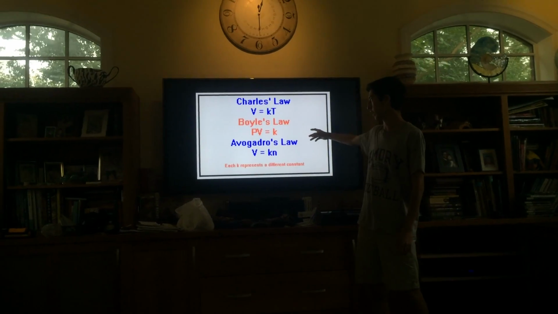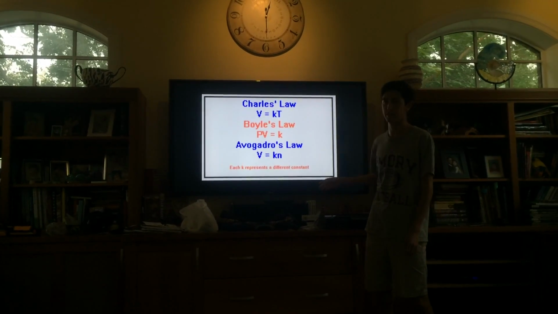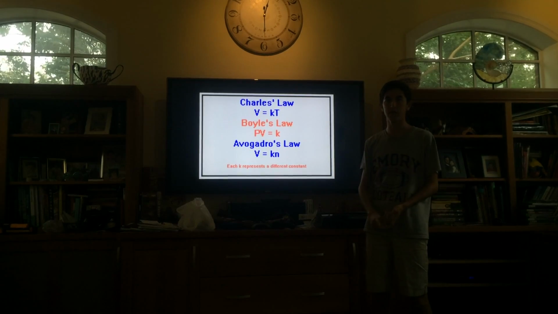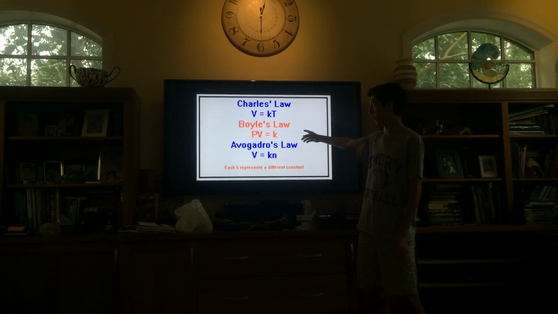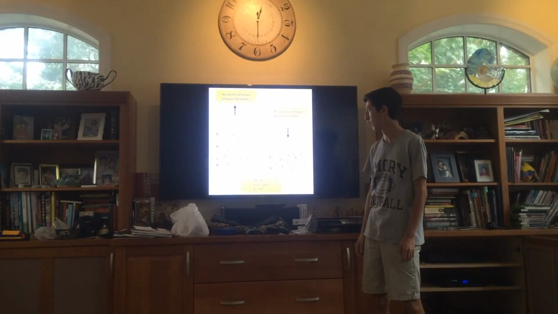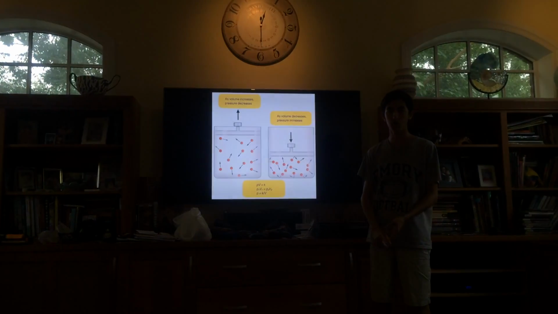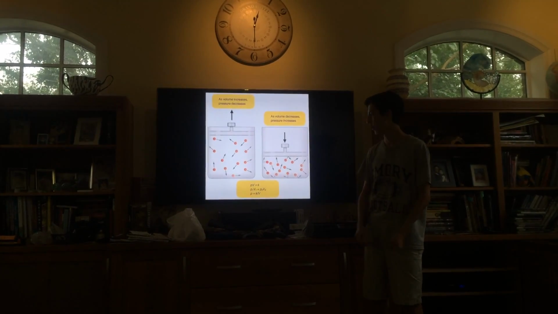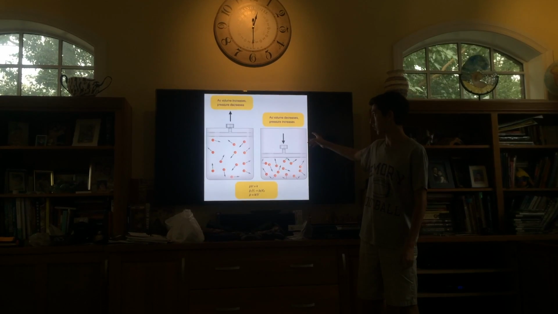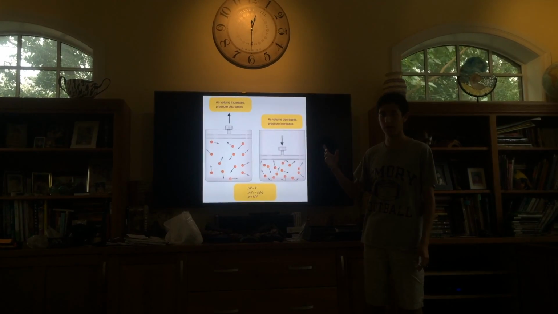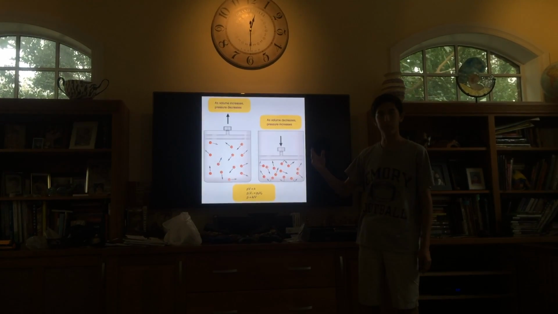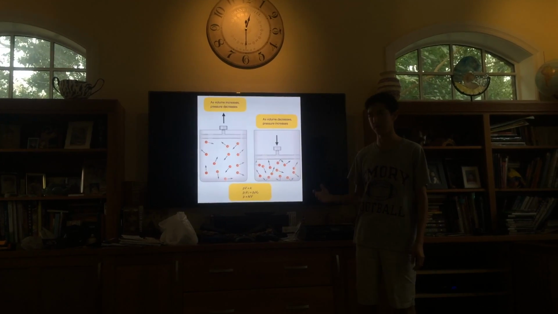Alright, these are the 3 empirical gas laws we're going to be talking about today. And this is all in ideal gas situations. And I'm going to be talking about Boyle's law. For Boyle's law to work, moles and temperature are constant. And as it says, pressure is inversely related to volume. So as volume decreases, pressure increases, or vice versa.